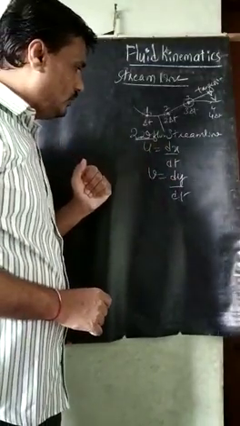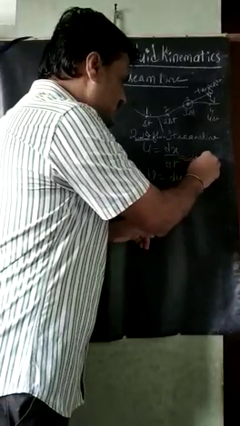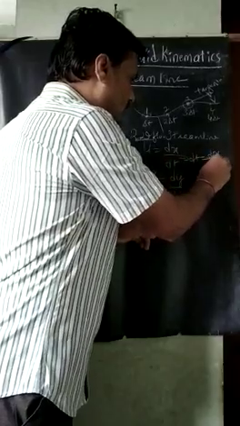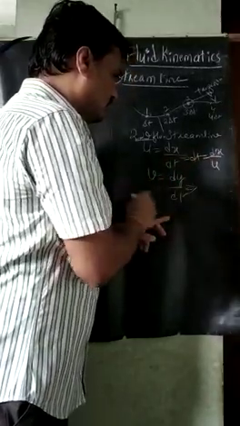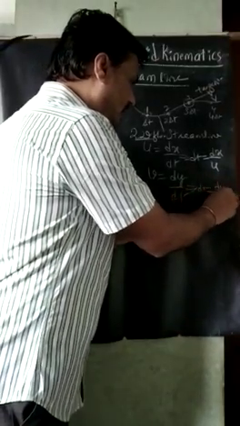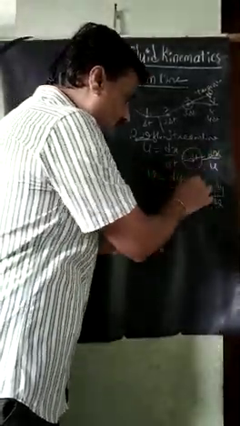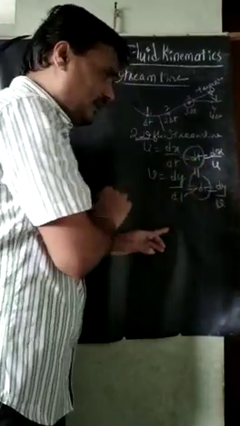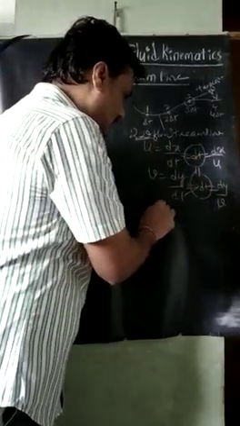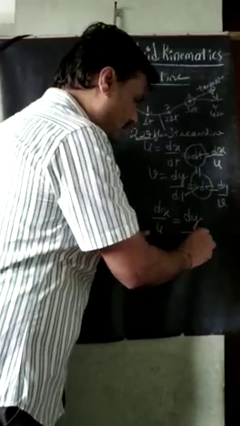Next, I will re-alter this equation. I will make dt equal to dx divided by u. Similarly, dt is equal to dy divided by v. So this is also dt, and this is also dt. Can I equate these two? Yes, it is possible to equate because both are dt. Therefore dx divided by u is equal to dy divided by v.